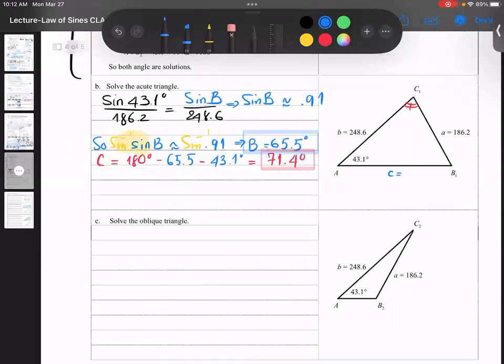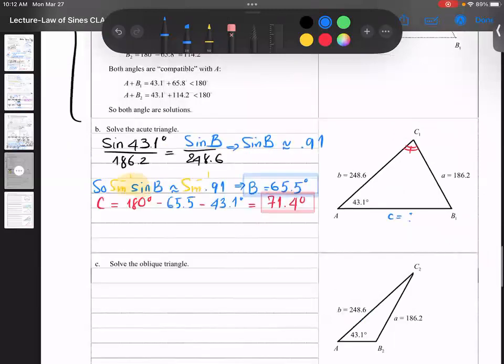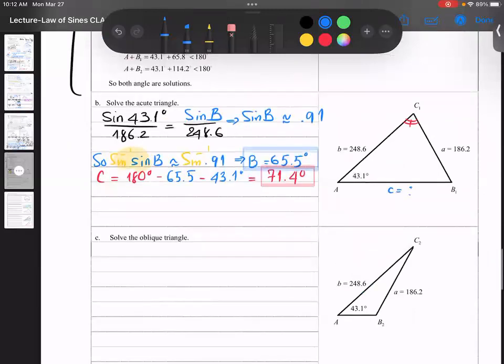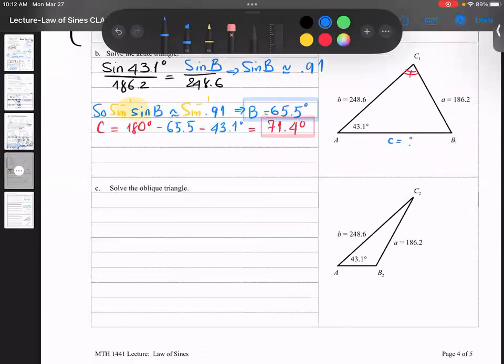All right, so you can solve little c on your own. It's not too hard. But they only ask to just solve the angles. They aren't asking for the lengths. Next, solve the oblique triangle. What about this one?